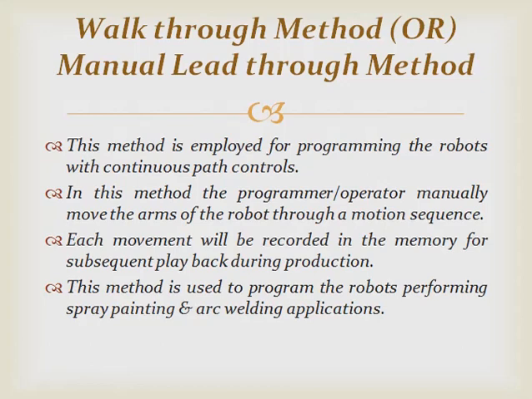We mentioned initially the operator will move the arm of the robot through a motion sequence. Then the movement that takes place will be recorded in the memory. This method is used to program robots performing spray painting and arc welding applications. We mentioned the manual method will be considered for a simple operation like pick and place operation, but here we implement this for spray painting operation, arc welding application, etc.